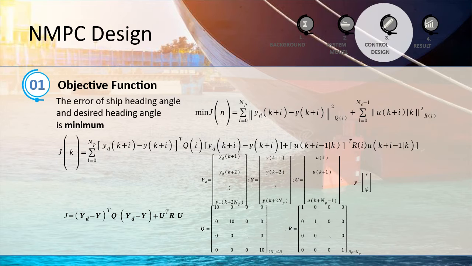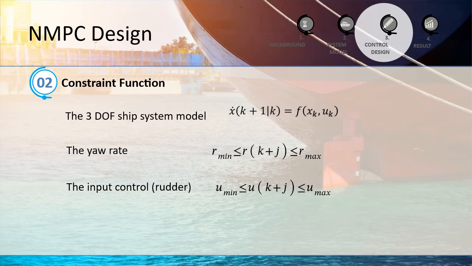In this part, we will design the control. The objective of ship heading control is to achieve the desired ship heading angle by optimizing the rudder angle, so that the error between the ship heading angle and the desired heading angle is minimum. The objective function of the ship heading control is given as follows. Next, the constraint function. The output system are yaw angle and yaw rate. The constraints are of two types, including the constraints on the input control and the constraints on the state variable. These constraints can be described as follows.